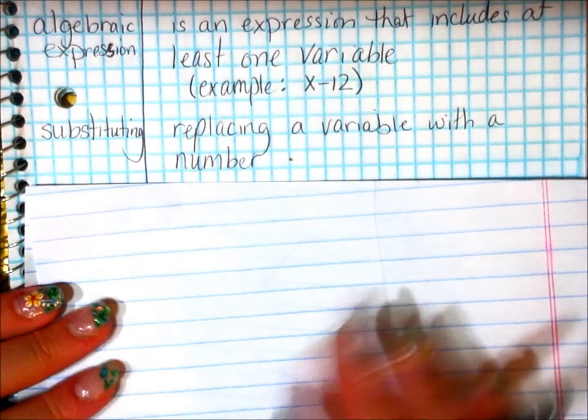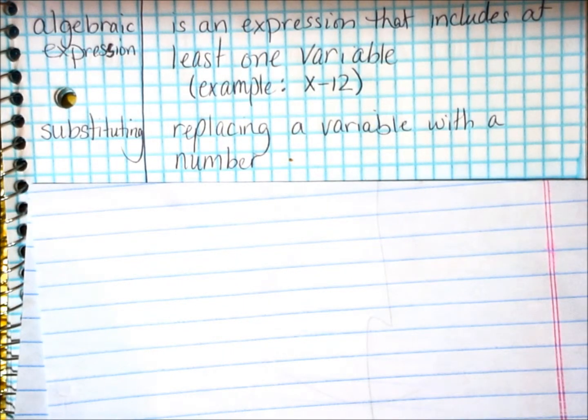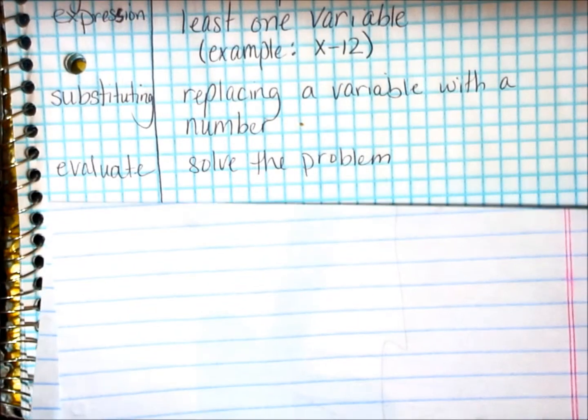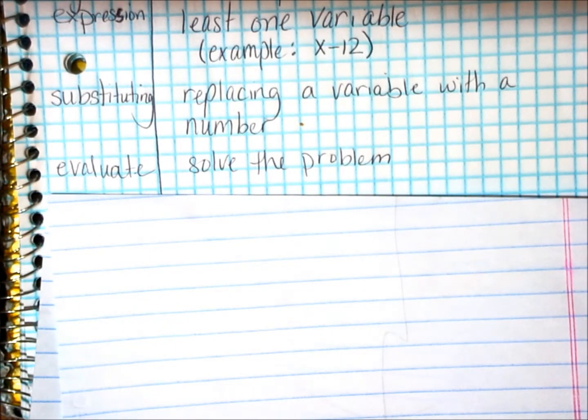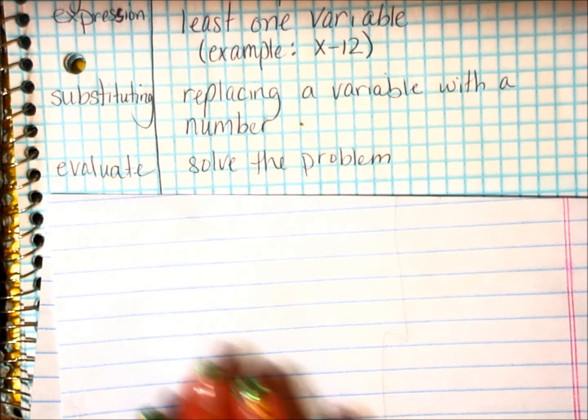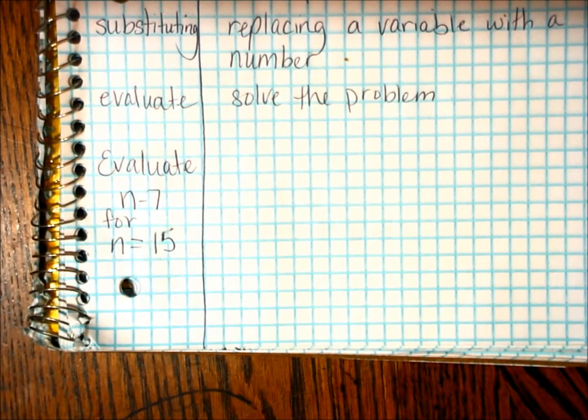Substituting. So substituting is where you replace a variable with a number. You'll get to see this when we do it, and I know you've done it before, so it's not really brand new to you. It's when I give you what the variable should equal, and then you plug it in. All right. And evaluate. This is kind of a fancy way of saying solve the problem. You're going to see a couple of times where the book will use something other than solve to have you answer the question. So let's evaluate.